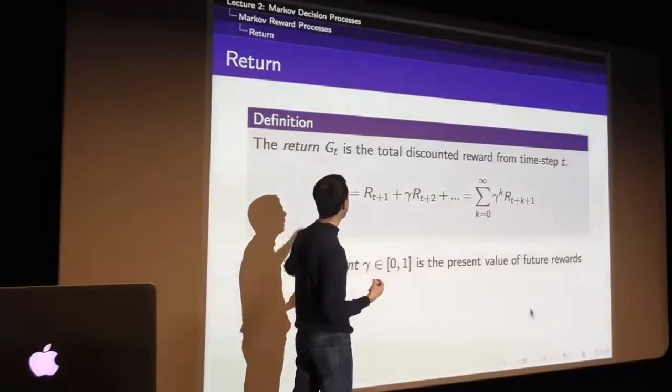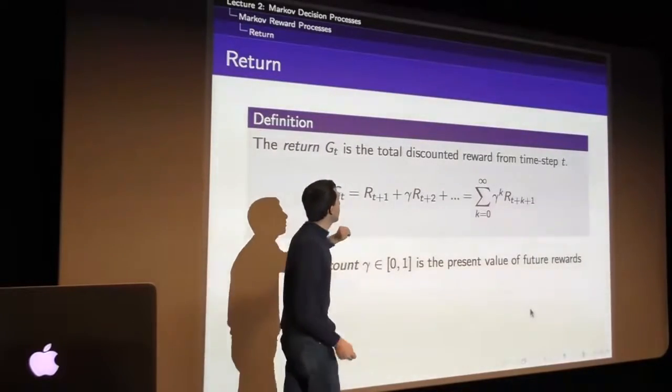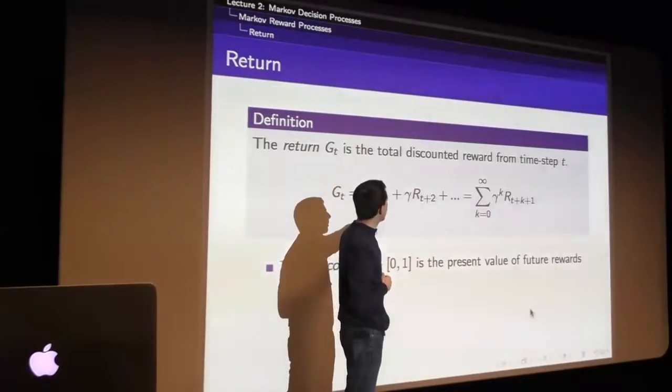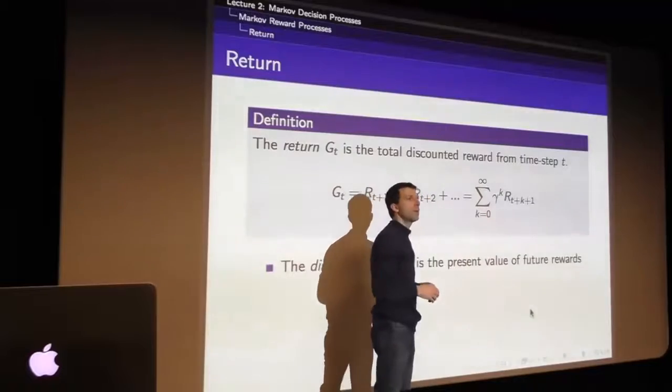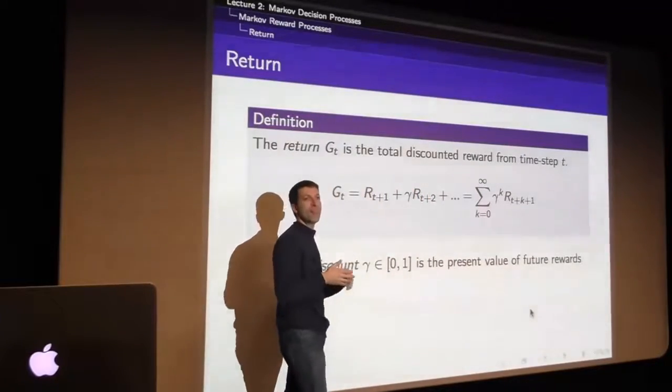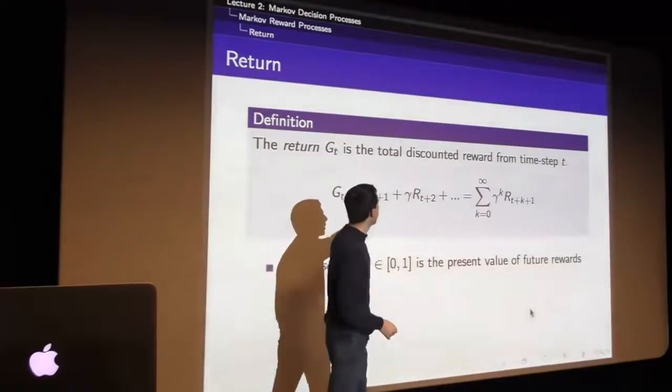So G sort of stands for goal here. And the goal here, the return, is the reward summed over all of the time steps infinitely into the future. And the way that we control this return and make it finite is by using a discount factor.